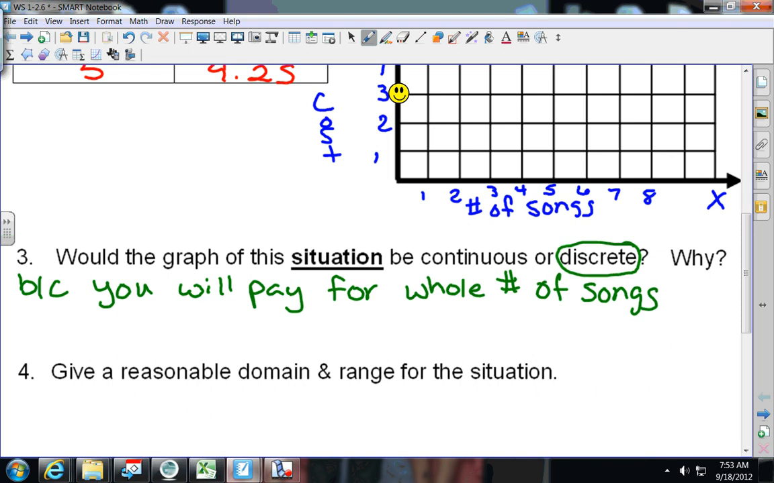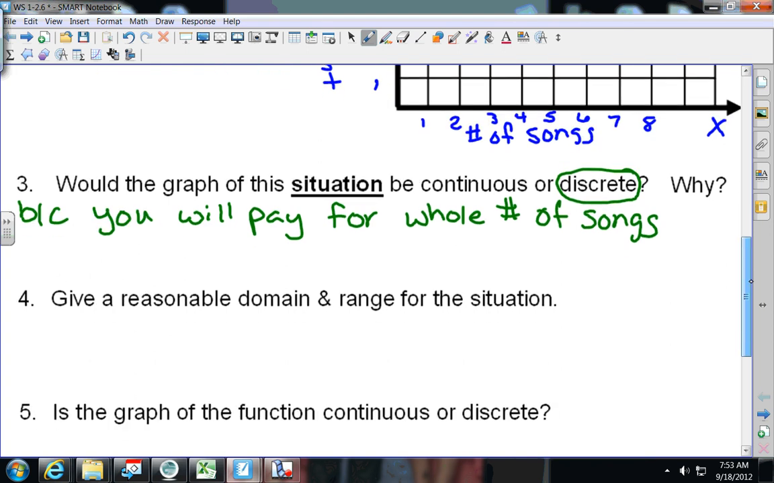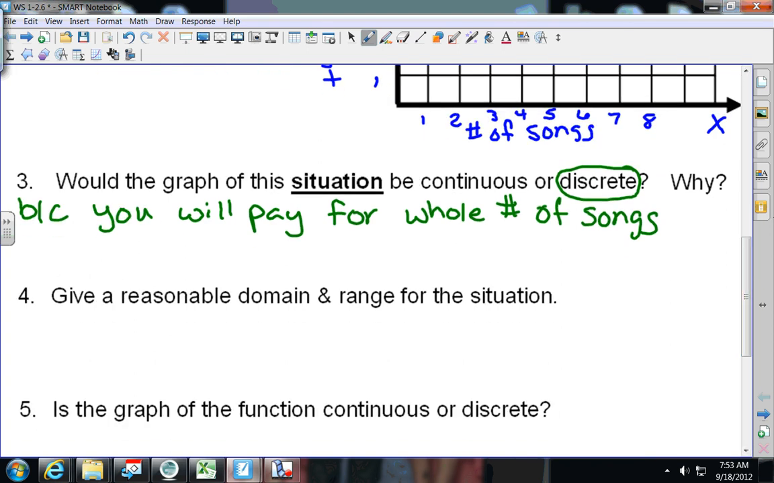Now it asks you, give a reasonable domain and range for the situation. Well, first off, what is domain? Domain is the X. I told you guys every time you see domain and range, independent and dependent, you should be writing X and Y above it. Okay? So a reasonable domain.